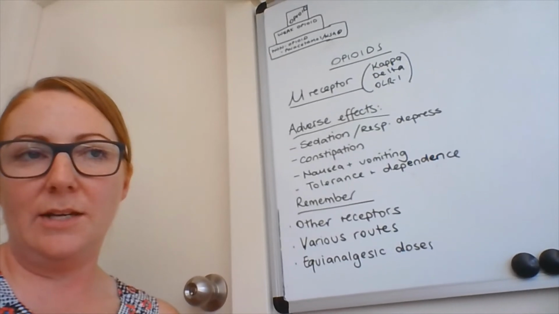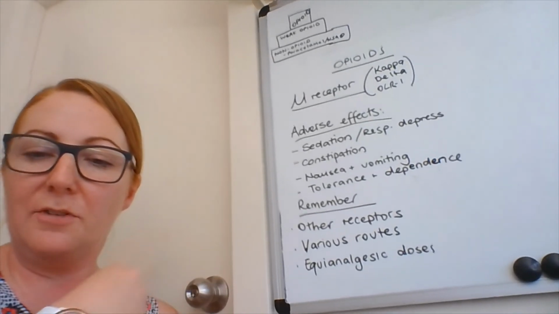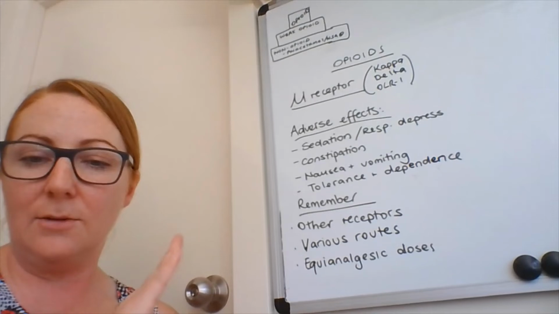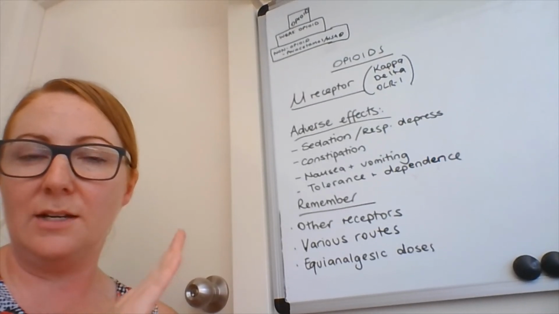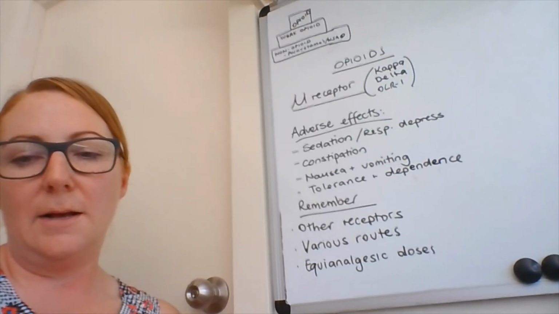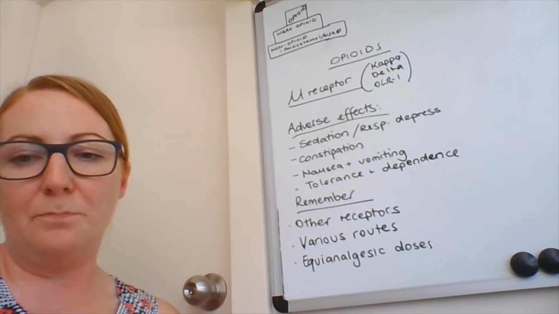So usually what we do is we convert everything back to sort of morphine doses that are equivalent to morphine, and then we can convert opioids over based on their morphine equivalent.